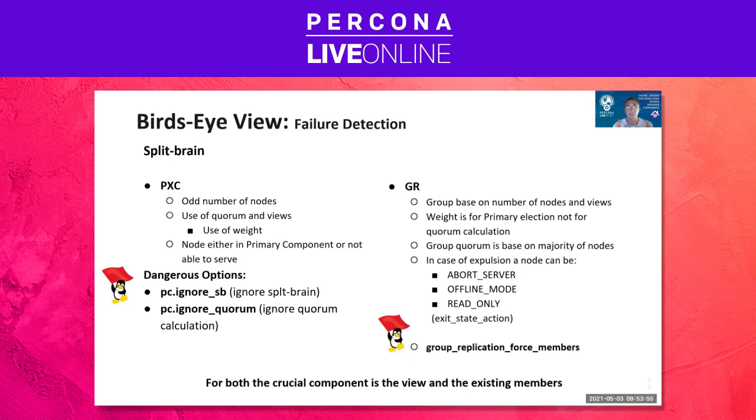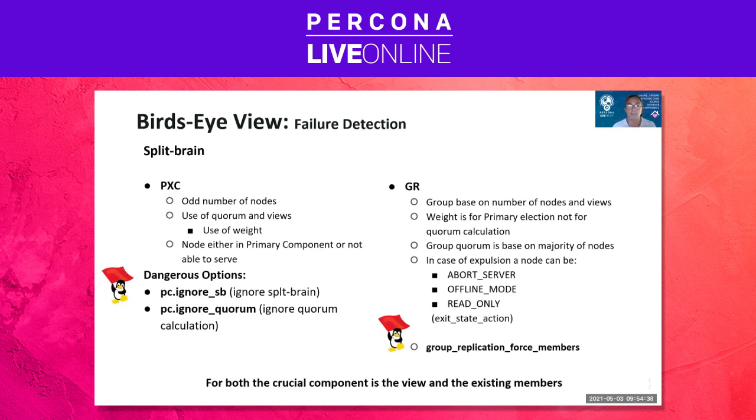Anyhow, when you have, let's say, a cluster of 5 nodes, with 3 nodes in data center 1 and 2 nodes in data center 1B, which is just across the street, if you have a network partition, then the 3 nodes obviously will be able to survive. And the 2 other nodes will be declared expelled by the cluster. But what happens if you have 2 and 2?